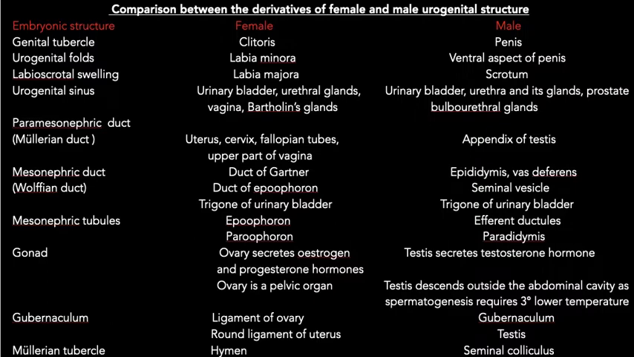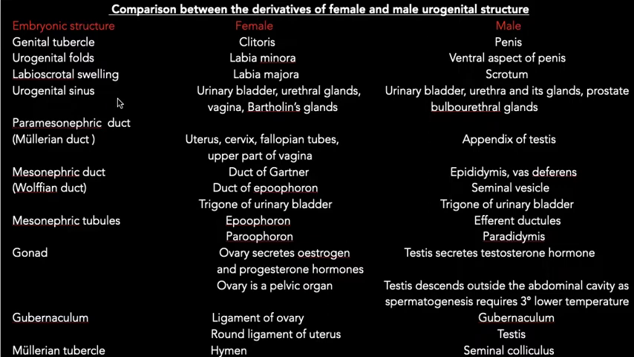If we compare the derivatives of the female and the male urogenital structures, okay, the embryonic structure of the genital tubercle forms the clitoris in female and the penis in male. The urogenital fold forms the labia minora in females and the ventral aspect of penis in males. The labioscrotal swelling forms the labia majora, and in the male forms the scrotum.